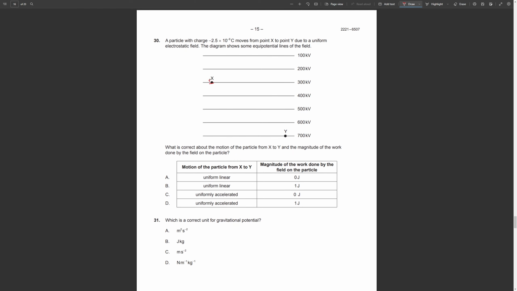We have a negative particle starting at X and then it's moving to Y. This is a uniform electrostatic field, which means the magnitude of field strength is always the same and the direction is all pointing in the same direction. That's why it's uniformly accelerated. The direction of electric field is pointing from the more positive to the less positive direction. In other words, the electric field is going upward.